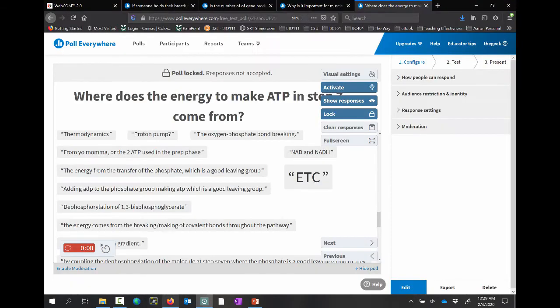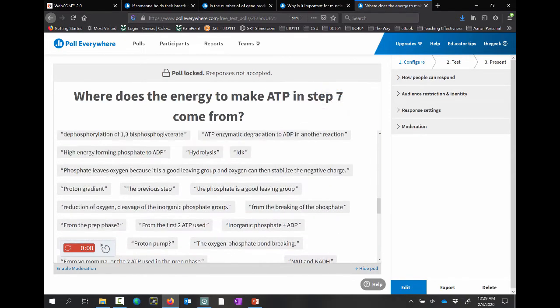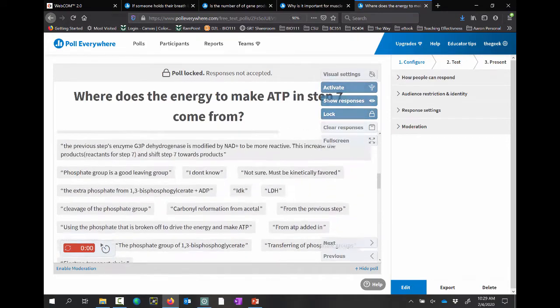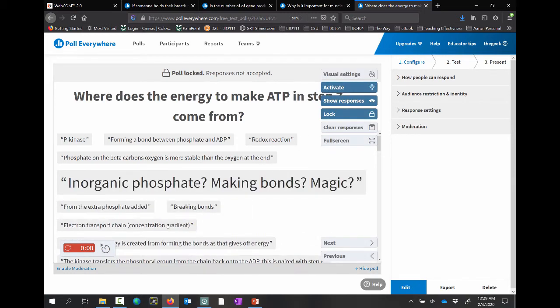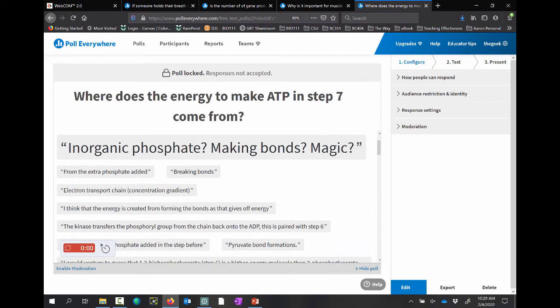So let me come here with this question: where does the energy to make ATP in step 7 come from? And so we're going to pick up right there and look at some of these answers and then go from there into some of the answers that I like to help you understand with this, right? So, as you look through this, this one, a magic, it's magical, right? That's an idea here. We have breaking of bonds.